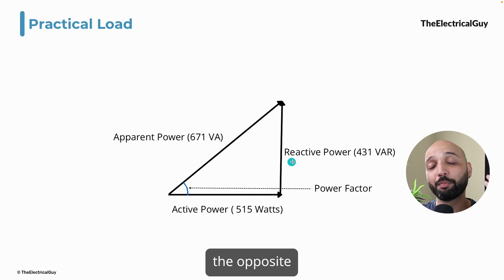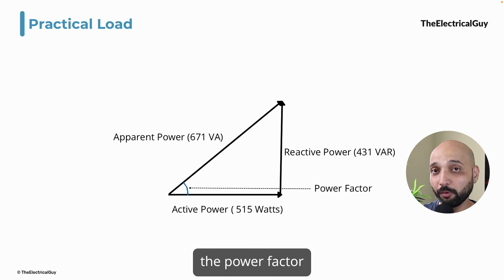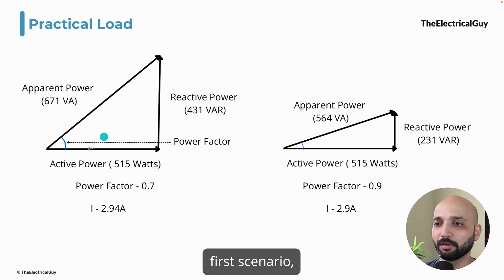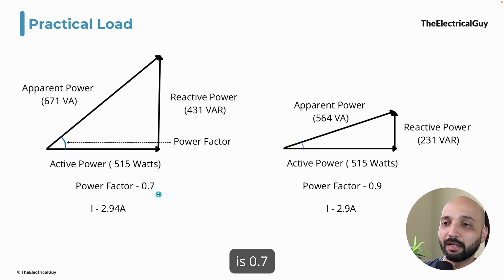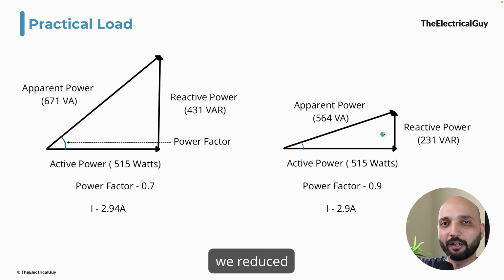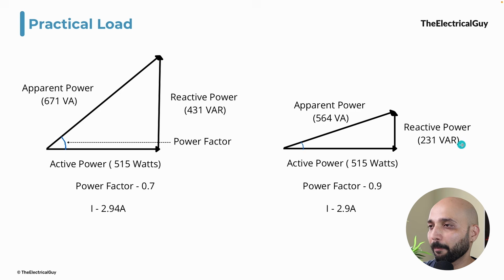If that is true, the opposite will also be true. If you reduce the reactive power, the power factor should improve. Let's see that. So this is our first scenario where the power factor is 0.7 and the current taken by our circuit is 2.94 ampere. Now here, let's say we reduce the reactive power by 50%, which is now 231 VAR.